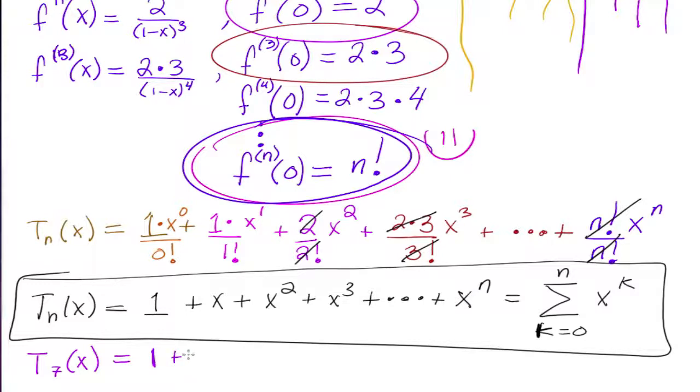1 plus x squared plus all the way up to x to the 7th, right? x to the 4th plus x to the 5th plus x to the 6th plus x to the 7th. So it's the sum of all of the terms up to that degree. So if I wanted to find T9, for example, what would it be? Yeah, 1 plus x squared plus x to the 3rd, all the way up to x to the 9th, right?